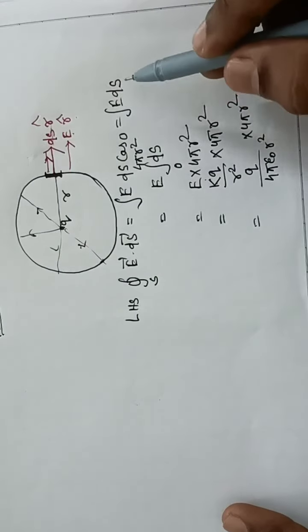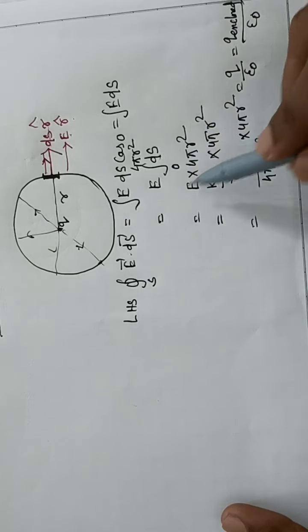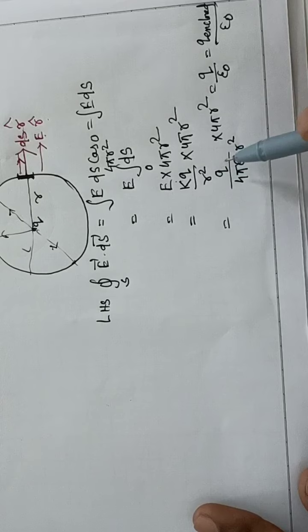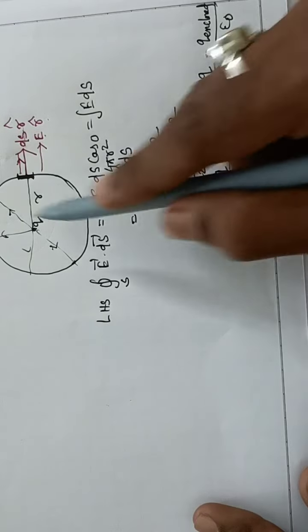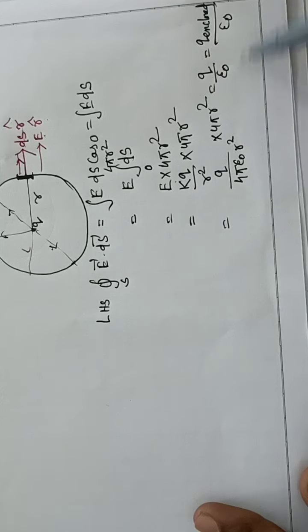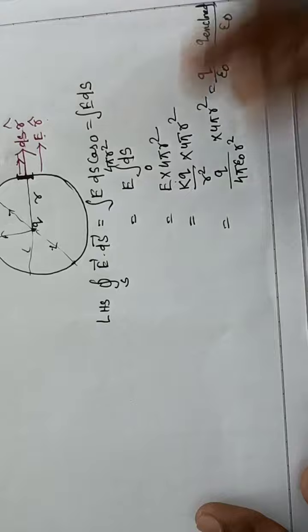Due to that the angle is 0, and proceeding in a similar fashion, we know the expression of the electric field due to a point charge is kq upon r square. Putting in the area of the sphere and going through the basic calculations, we reach q enclosed upon epsilon naught.